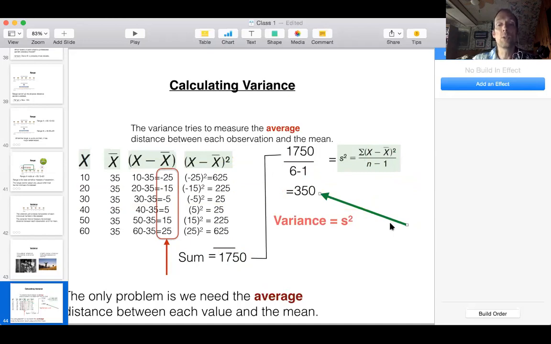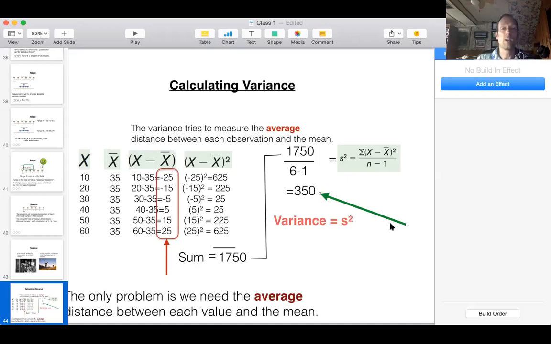Now, we do have a symbol for variance that you have to know. That's s squared. And you have to memorize that symbol because we're going to use it almost for every calculation between now and the rest of the semester. So in the end, we found out that our variance is 350.